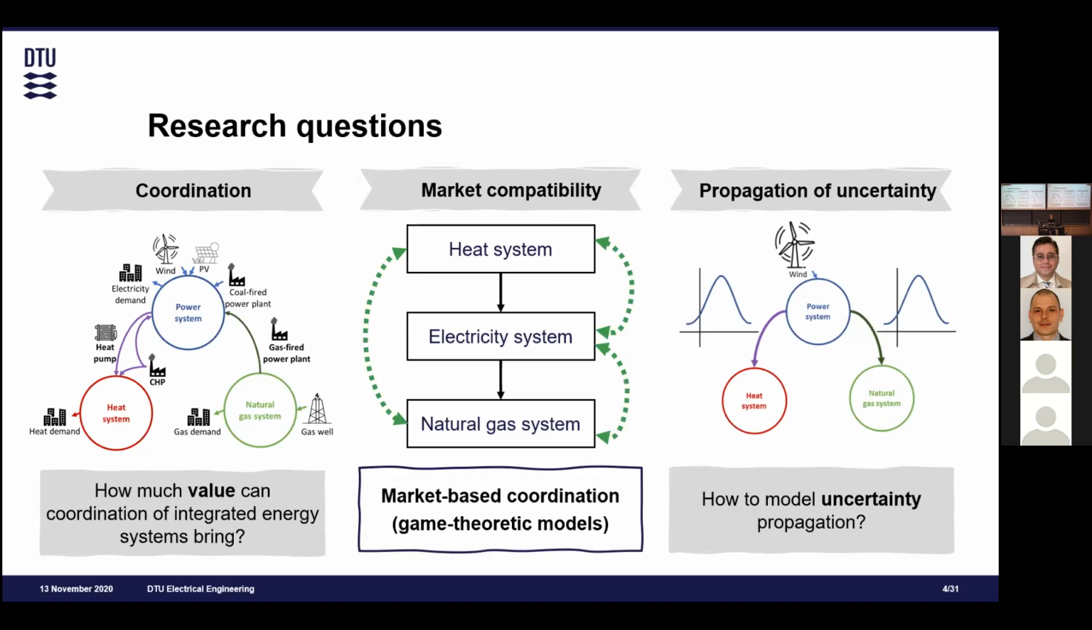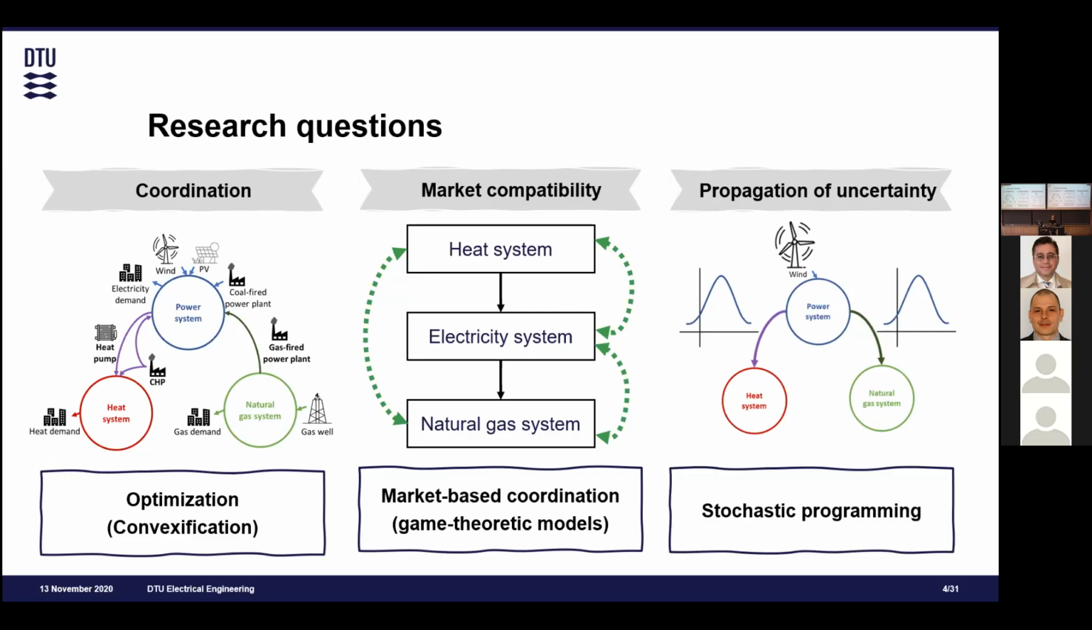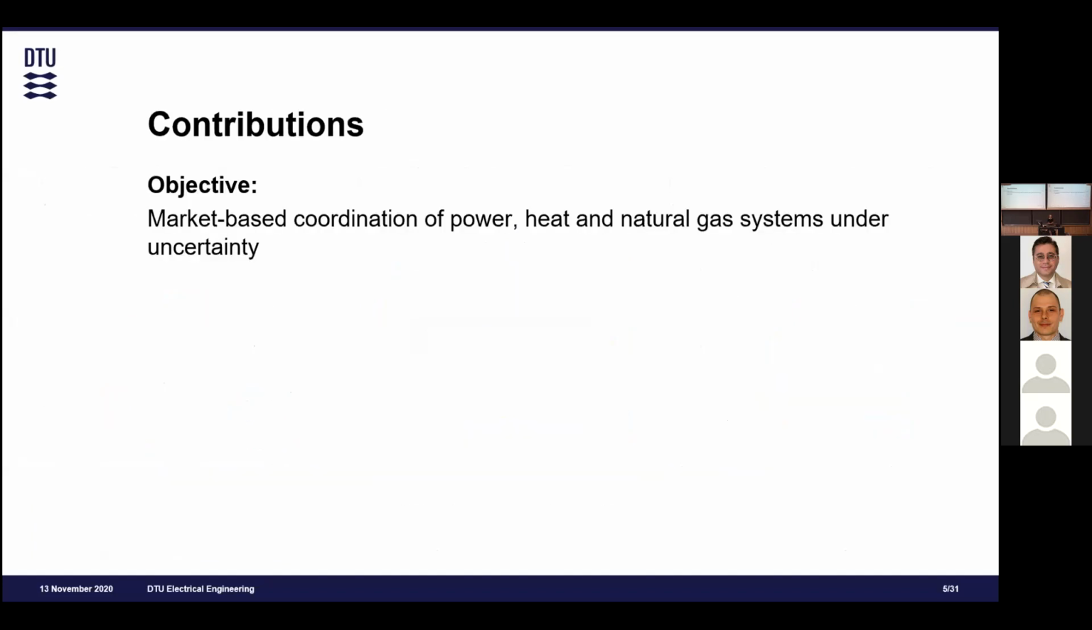To answer these questions, we can combine a multidisciplinary set of tools. First, market-based coordination should enhance the information exchange among the systems, and game theoretic models and equilibrium models can be used as market simulation tools. Then optimization models can aim at revealing all potential flexibility from multi-energy coordination with a focus on network flexibility. And we can use convexification approaches to describe the physics of energy flow dynamics. And stochastic models can accommodate uncertainty and account for the uncertainty in the decision-making process.